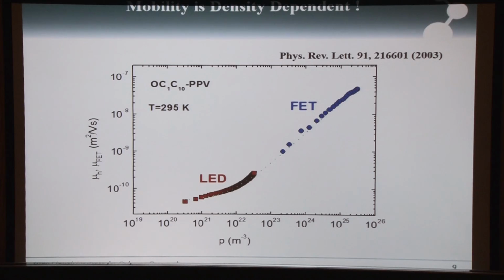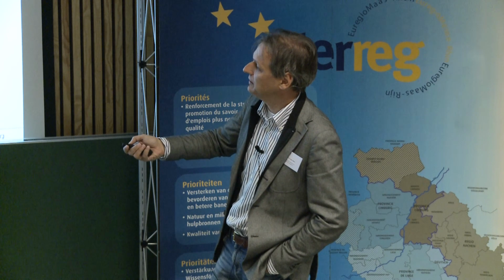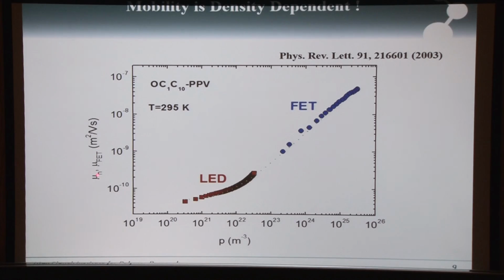Well, that took us quite some time, but what we did here is we determined the measurement in an LED, in a hole-only structure. So you see here again, sorry, this is a different unit. It's in meters squared per volt second, but you see here 5 times 10 to the minus 11, that's 5 times 10 to the minus 7 in centimeters squared. And here you see the mobility determined in a transistor.